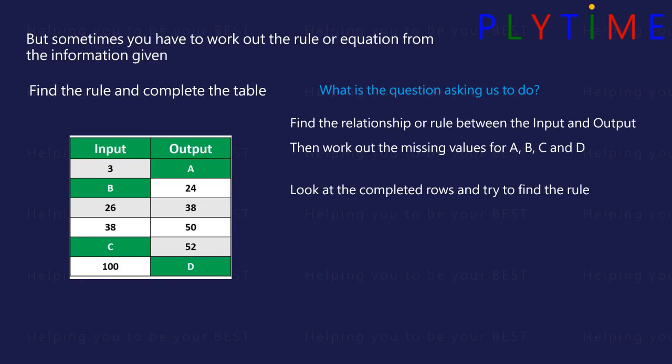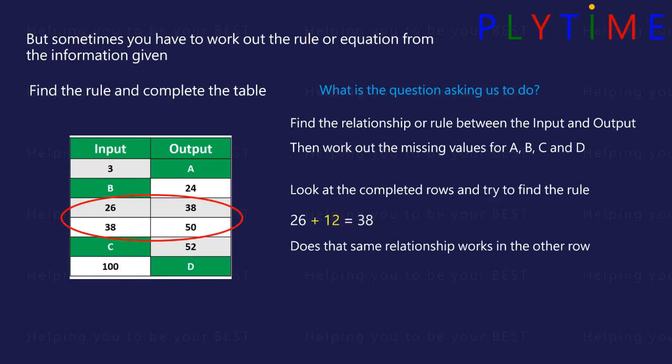The input is 26, the output's 38. The input's 38, the output's 50. So 26 plus 12 equals 38. Does this work for the other row? 38 plus 12 equals 50. Yes, it does. So the rule appears to be input plus 12 equals output.